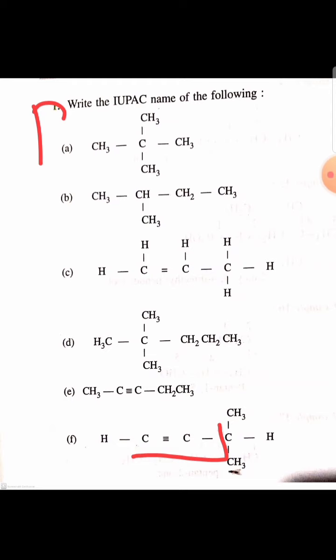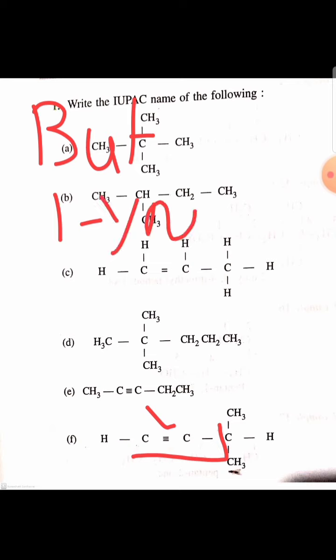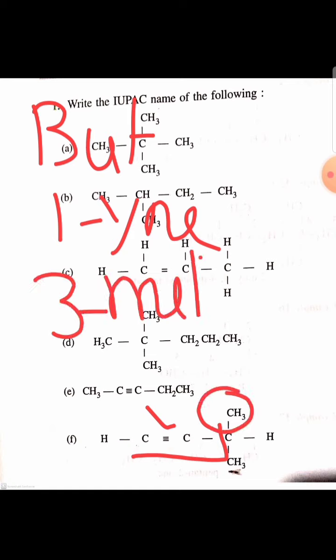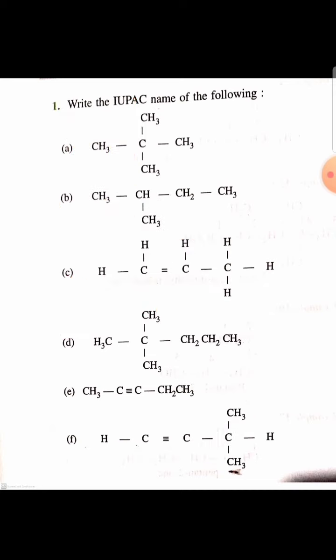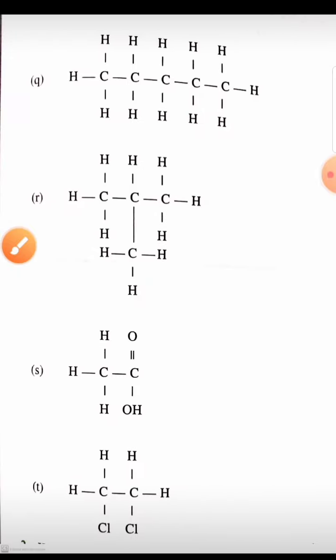the root word is but, and there is a triple bond between the first and second carbon atom, so 1-yne. The prefix: at the third carbon atom there is a methyl group, so 3-methyl is the prefix. So the name is 3-methylbut-1-yne. 3-methylbut-1-yne is the right answer for that question.